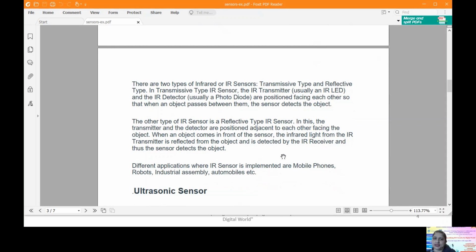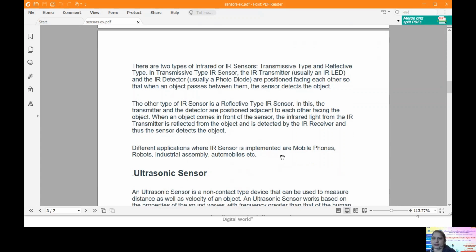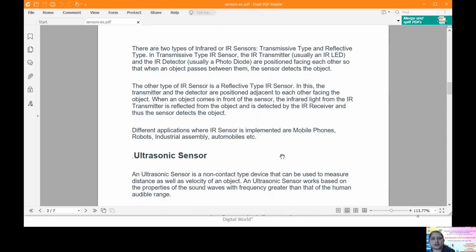Another type of IR sensor is the reflective type. What will happen in this? In this, the transmitter and the detector are positioned adjacent to each other, facing the object. So when an object comes in front of the sensor, the infrared light from the IR transmitter is reflected from the object and detected by the IR receiver, and thus the sensor detects the object. So depending upon how we keep the IR sensors, which include the transmitter and the receiver, we have two types of IR sensor, transmissive type and reflective type.